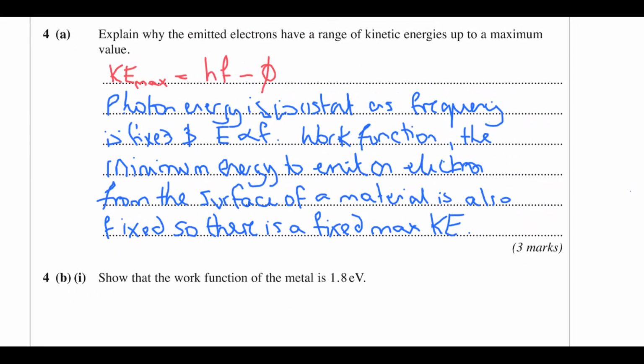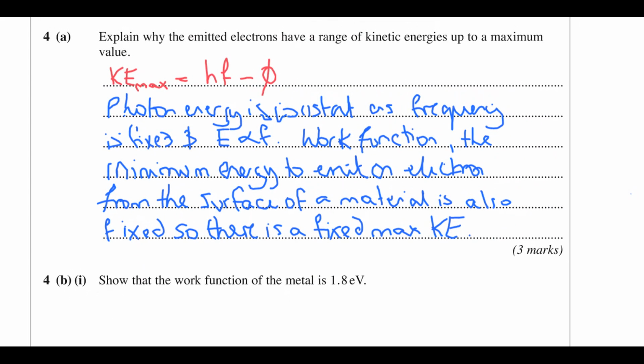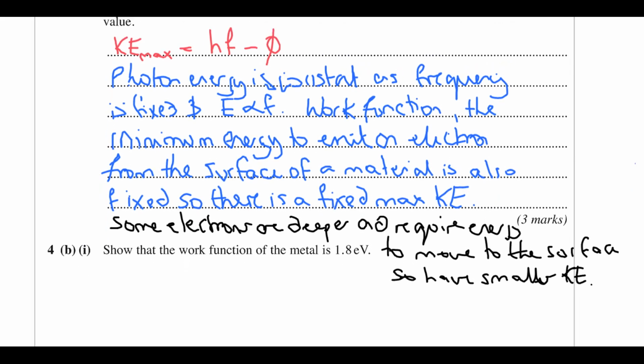I'm running out of space, but I haven't quite finished yet. So the photon energy is constant as the frequency is fixed and energy is directly proportional to frequency. The work function, which is this term right here, is the minimum energy to emit an electron from the surface of the material, and it's also fixed, meaning using that equation, if those two are fixed, there is a fixed maximum kinetic energy. So the final point is explaining why there's a range. Electrons might be deeper in the material and so will have a smaller kinetic energy than a surface electron. That's what we have got there.